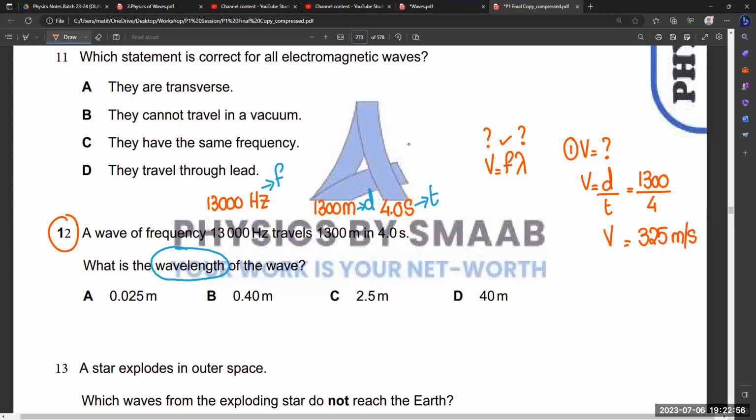We use 325 for velocity, and then we divide it by frequency. We already calculated the value of V, 325 meter per second, and we need to divide it by the value of F, that is 1300.